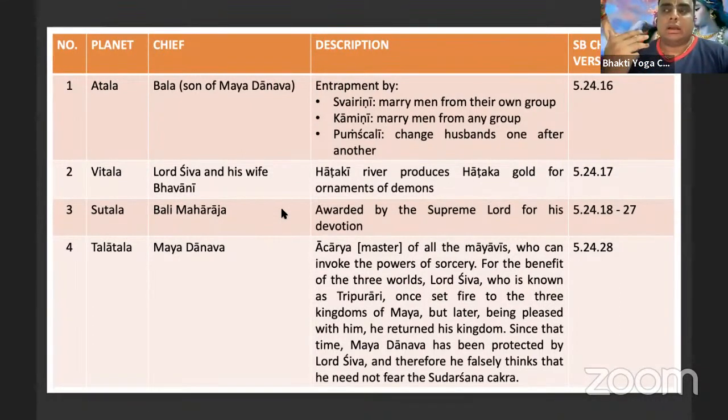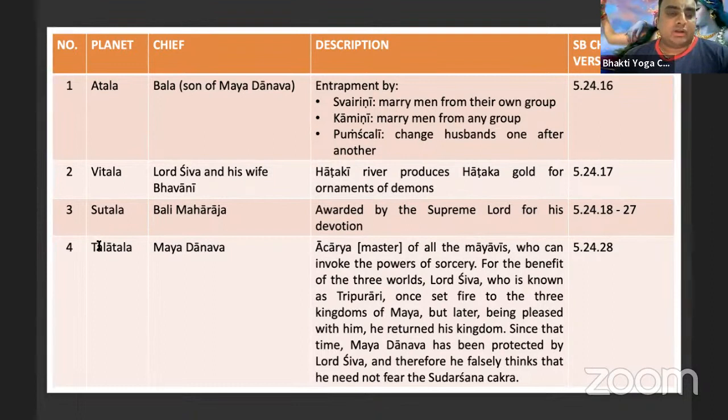One may ask why Bali Maharaj was sent to the lower planet, but we'll be looking at that in the final part of this session. Actually, apart from these descriptions of all these planets, the bhakti aspect of this is the most important. We'll be looking at that later towards the end.